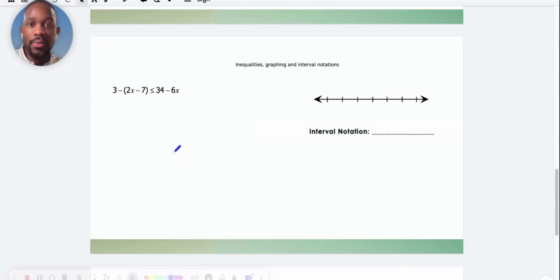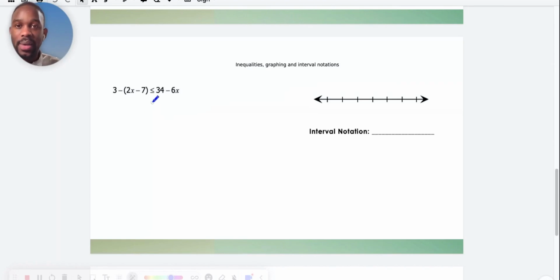Part 2 of solving inequalities, graphing, and writing the interval notation. If you haven't watched part 1, where I introduced this subject, I recommend you do if you have time, because it's going to make you understand this part 2 even better.